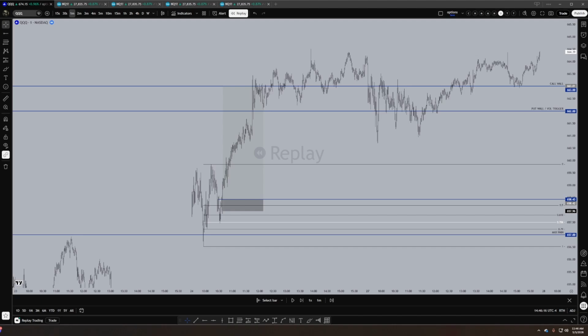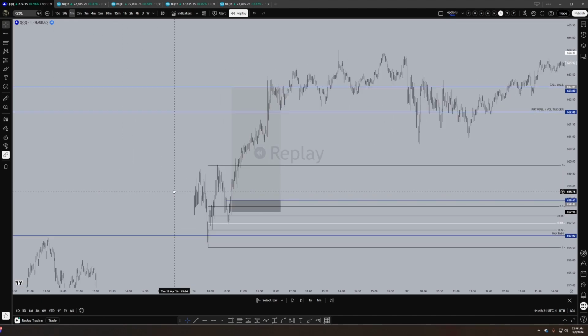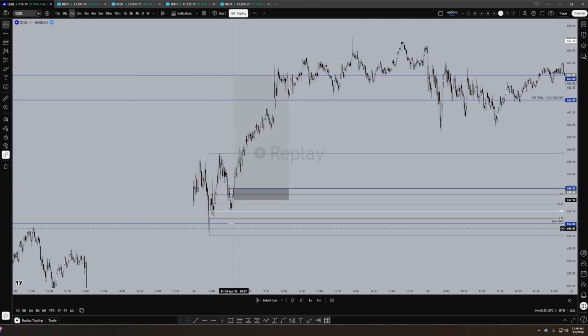And instead of coming into the session guessing, we now have a full plan of where we want to execute from and what we are looking to see at each of those areas in price. So that's how I use options positioning to build my market bias and trade within futures.